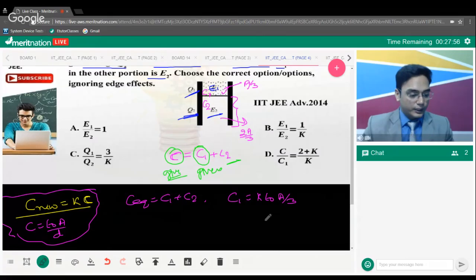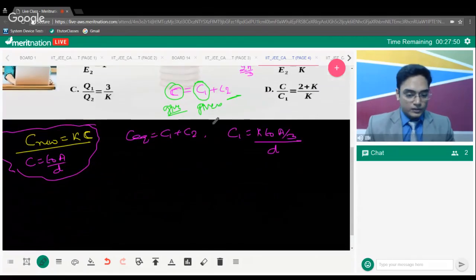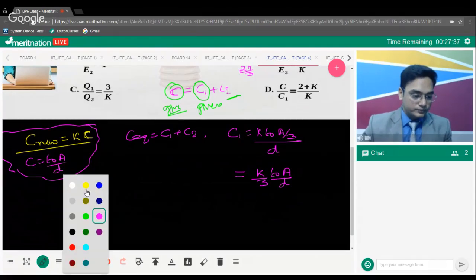Area is A by 3 upon D. D, as there is no change in D, will remain constant. Simplifying this, we'll get K by 3 epsilon naught A by D. Right. Now, what about C2?